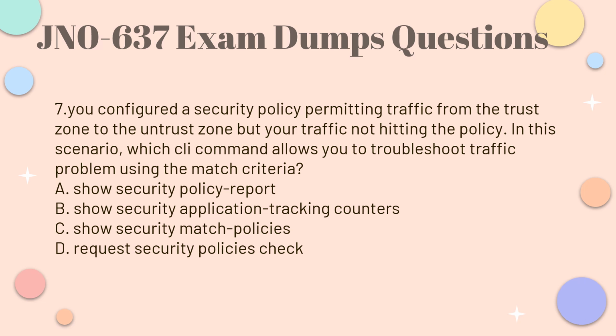7. You configured a security policy permitting traffic from the trust zone to the untrust zone but your traffic is not hitting the policy. In this scenario, which CLI command allows you to troubleshoot the traffic problem using the match criteria? A. Show security policy report. B. Show security application tracking counters. C. Show security match-policies. D. Request security policies check.